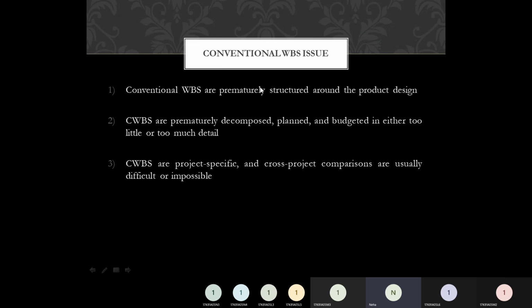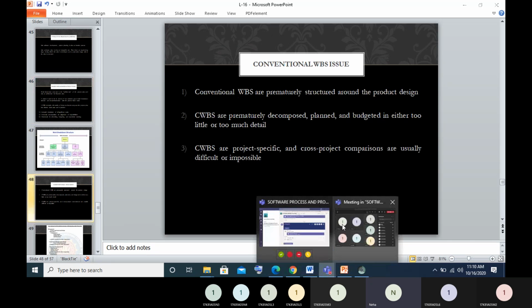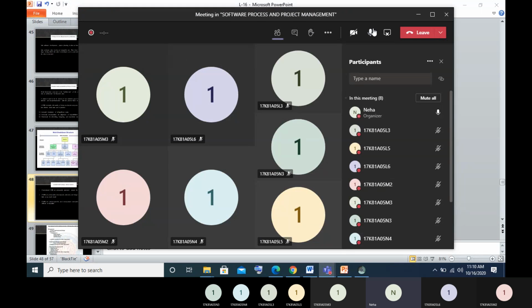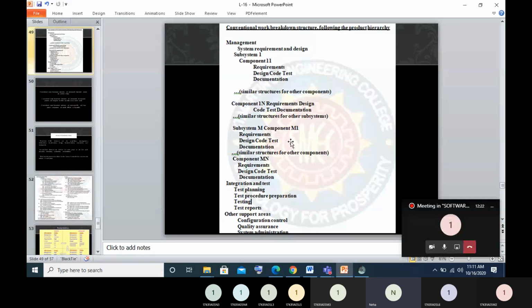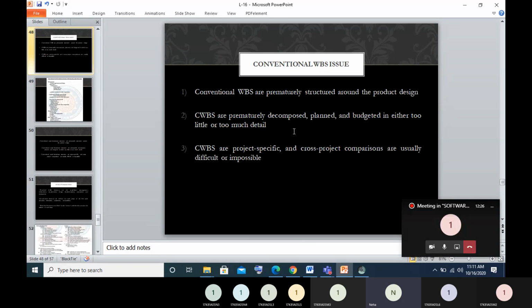Most of the conventional WBS systems were prematurely structured around the product design. They were not focused on the framework of the process. So these three flaws of conventional WBS you have to remember for sure.